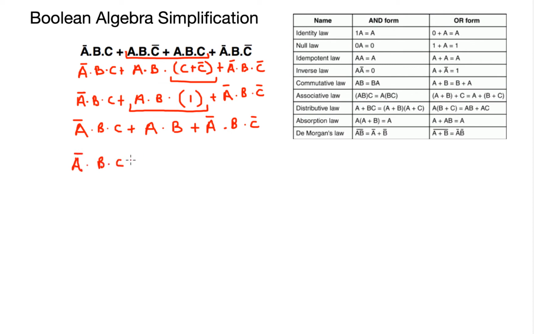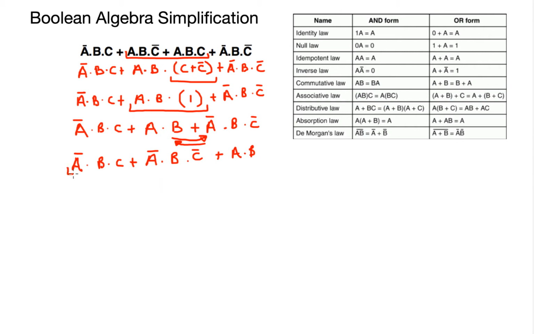All I'm going to do next is use the commutative law in order to swap two of these terms around. I'll swap A and B with not A and B and not C. Now because they're all ORed between each other, I can do this quite easily. Hopefully now you can spot what I did a couple of steps ago.